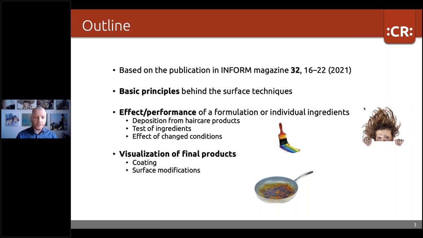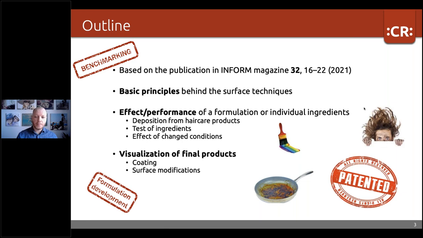And I will actually give you some different examples of all of these different types of measurements. The presentation will be a bit technique heavy at start, but we will have a lot of examples both from literature and also from projects that we have had with our clients. And some of them are for patent applications, other for formulation development or for benchmarking of their products.